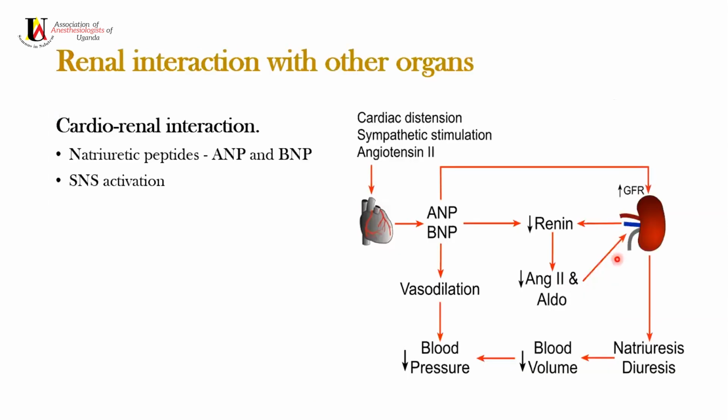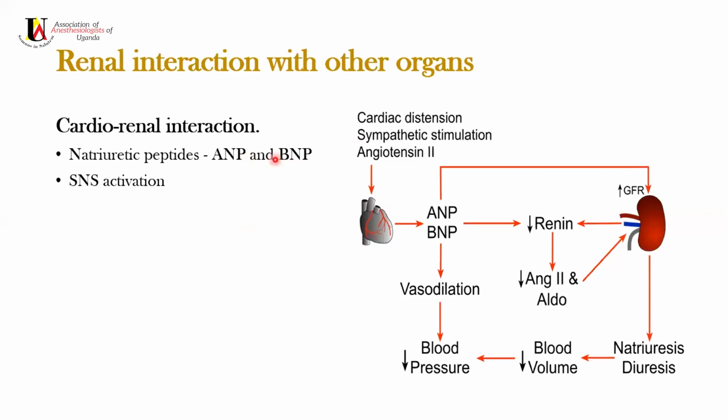And then, okay, this is almost the last bit. We have the renal interaction with other organs. We have the cardiorenal interaction. We have the natriuretic peptides, the ANP and the BNP. Now, these hormones are secreted when there is overstretching of the atrium and the ventricles that occurs during heart failure.